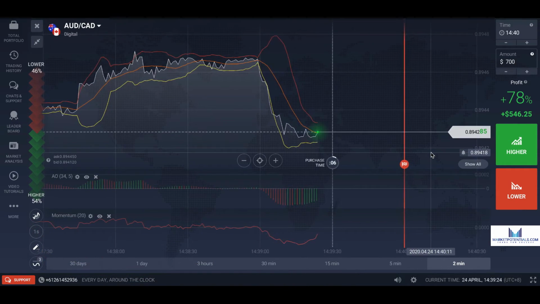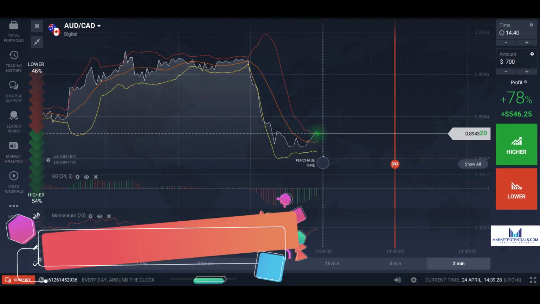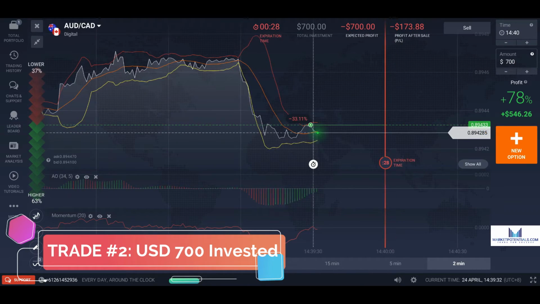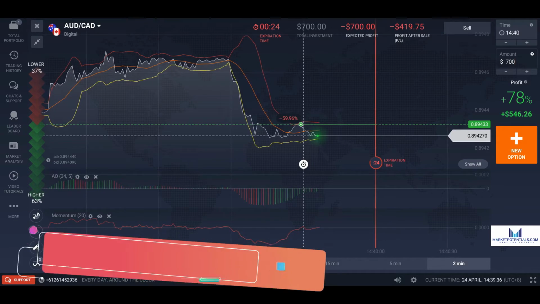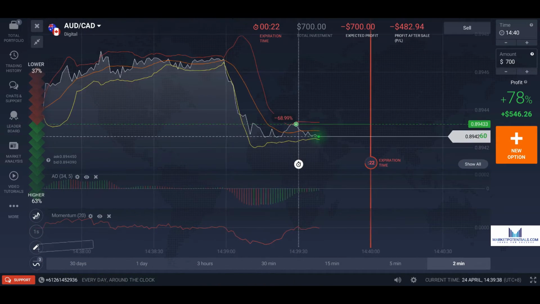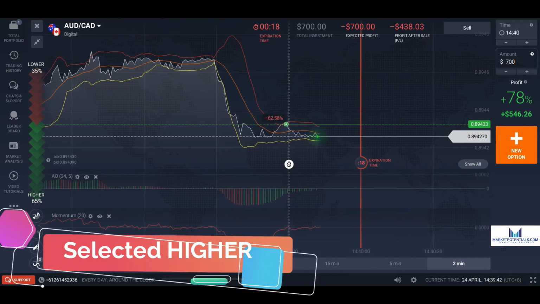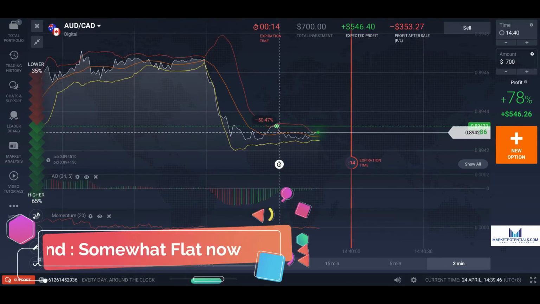Got a couple of seconds left, guys, for this to come, and I've just put in $700 on my second trade of the day. Now let's see how this trend develops as we go along. So the objective, guys, is to pocket the profit.